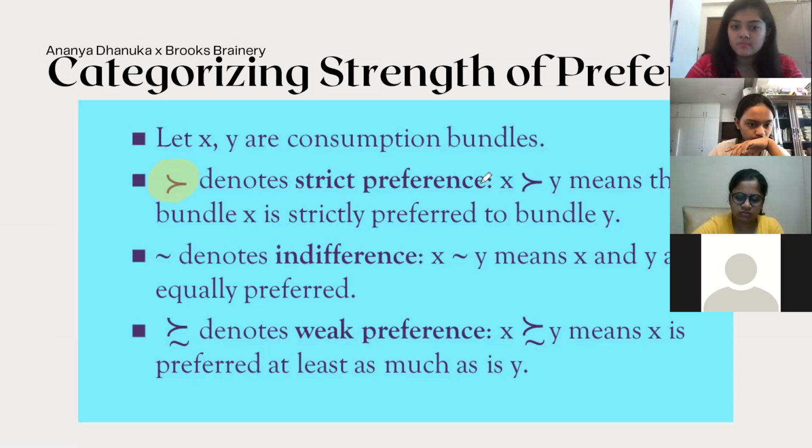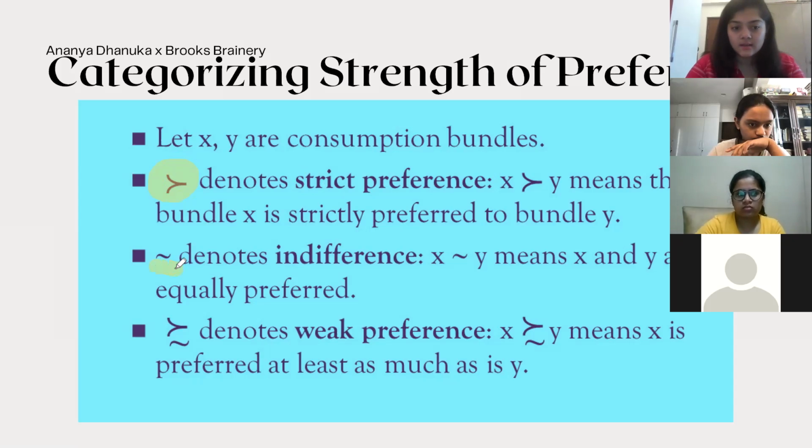What does strict preference mean? That given ice cream and cake, I will always choose ice cream. There's no competition between the two goods. So I will strictly choose ice cream irrespective of what the situation is. Cake will never be chosen in this scenario. That's why it's called strict preference. It's strict and there are no ifs and buts to it. Okay.